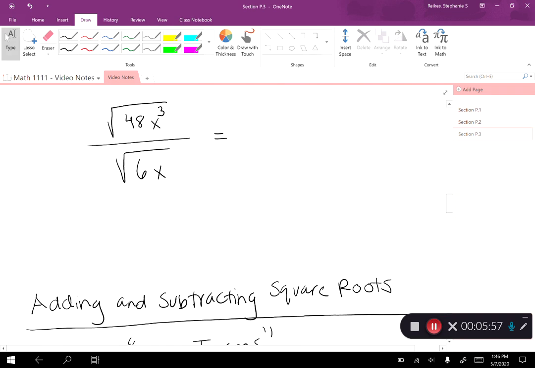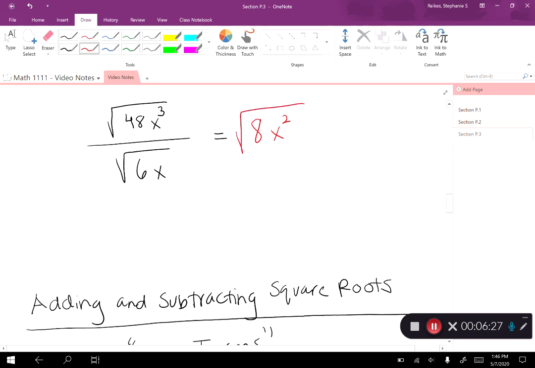I have square root of 48x cubed divided by square root of 6x. Again, let's divide first. 48 divided by 6 is 8. Exponent rules from the last section don't go away, so don't forget your previous sections of material. x cubed divided by x is actually x squared. Exponent rules, right? When we divide, we subtract the exponents, so 3 minus 1 is 2.